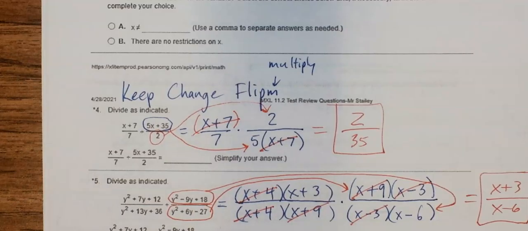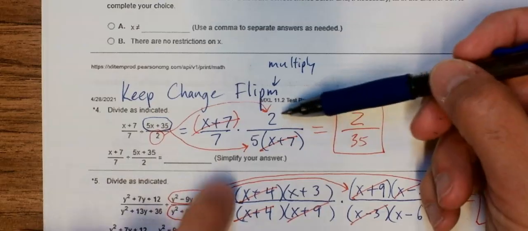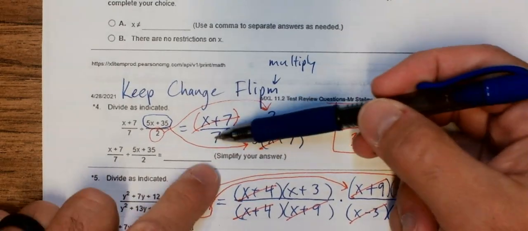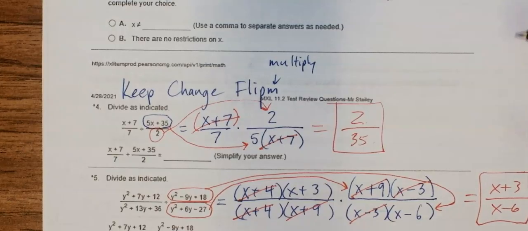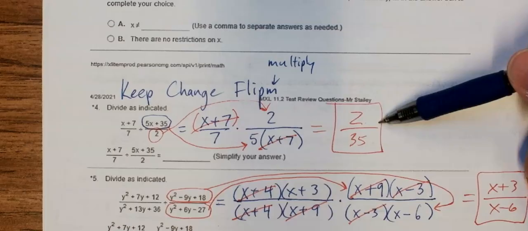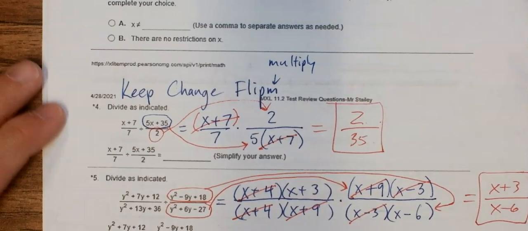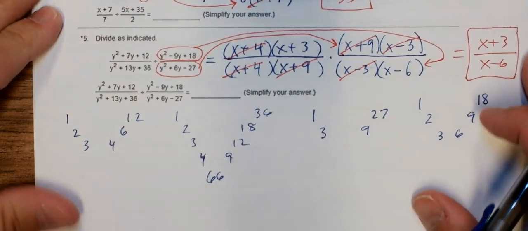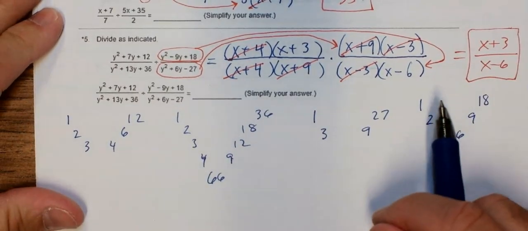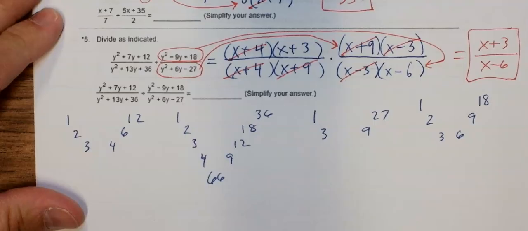And then we looked to see what canceled. And the x plus 7's canceled. And that left me with a 2 on the top. 7 times 5, which is 35 on the bottom. That's my final answer. Question 5. No GCFs. No GCFs at all.